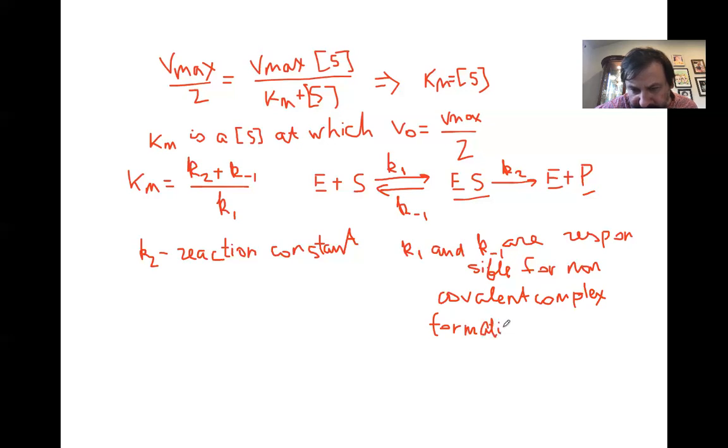So in general, when you form a non-covalent complex, the rate constants for this are much higher. Okay, so you don't really need to break any covalent bonds. And so in general, K2 will be rate limiting. In general, K2 is, remember, RDS, rate determining step. Remember RDS from organic chemistry.